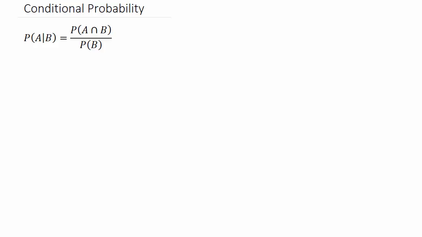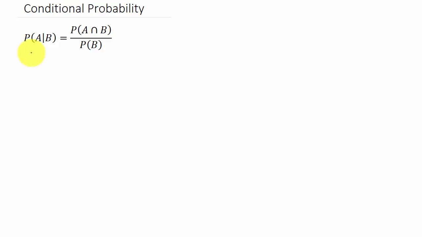Okay, so this video is going to be on conditional probability. In conditional probability, you have two events, say the probability of A, and then this line here means given B. So this is the probability of A given that B happened. Basically, what you're doing is reducing the sample space.